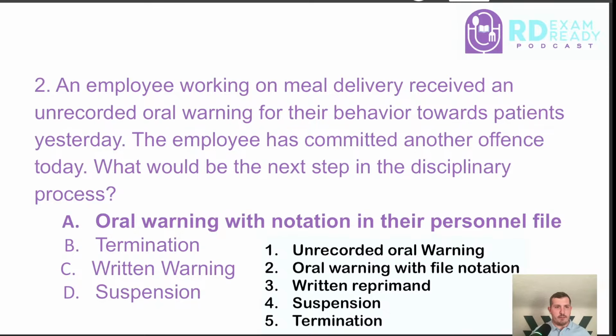Well, not exactly, because I changed a couple things, but this is going to be the 5 steps that are recorded per the text of what the actual steps are going to be here. So let's talk through those and let's understand this. What it always starts with is if someone makes a mistake at work, we're going to start with an unrecorded oral warning.